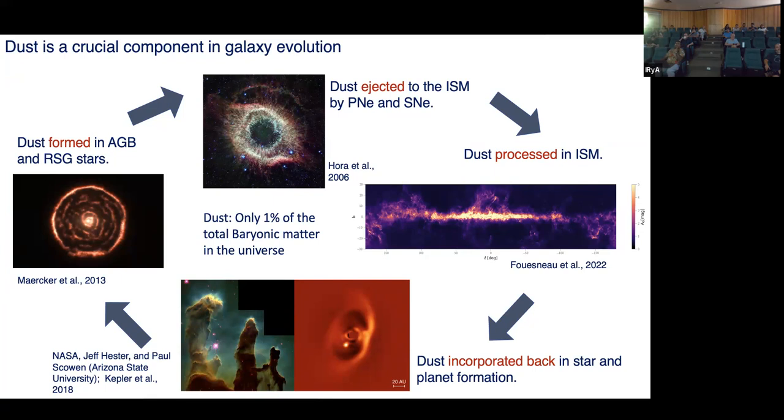H2 is formed on dust. Dust cools down and coagulates for planet formation. So every process that's happening within a galaxy involves dust. So it's really important to understand the properties and physics of dust and the structure of it within galaxies.